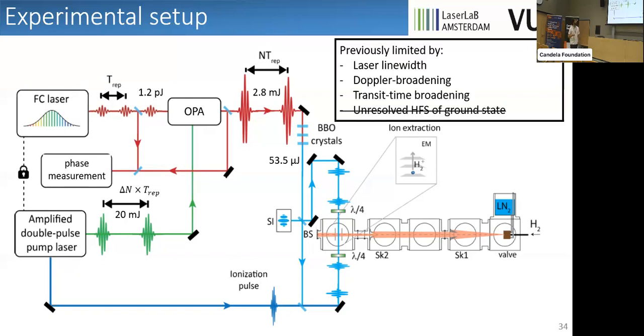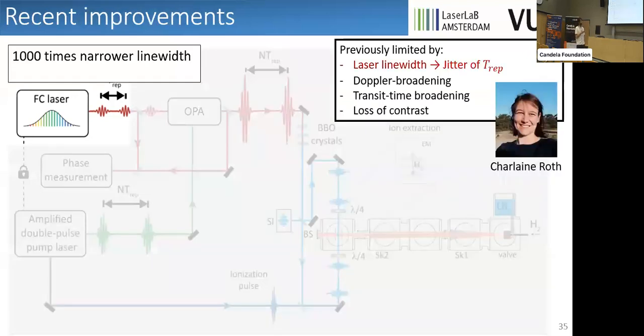So that's the setup. And I mentioned previously that we were limited by the laser line width, the Doppler broadening, and the transit time broadening. And that's why my colleague Charlene put a lot of effort into improving the setup and addressing all of these issues. Notably, we changed our home-built titanium sapphire frequency comb laser for an ultra-stable laser frequency comb from Menlo Systems, which has 1,000 times narrower line width and allows us to have a locking of the repetition frequency, which is much more stringent. So we have a much reduced timing jitter of our frequency comb pulses.